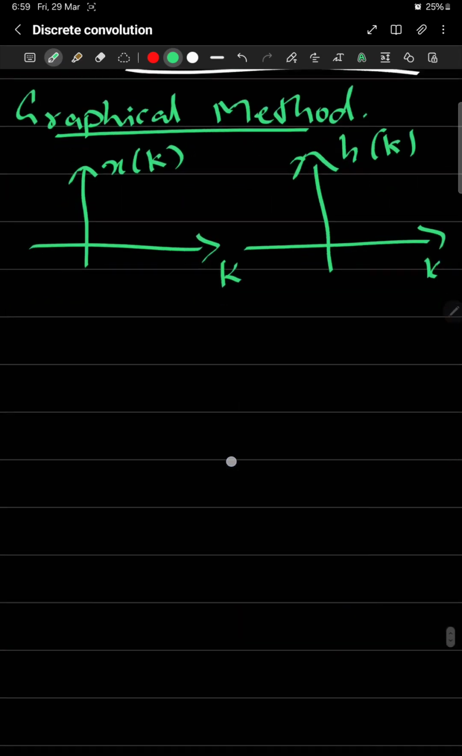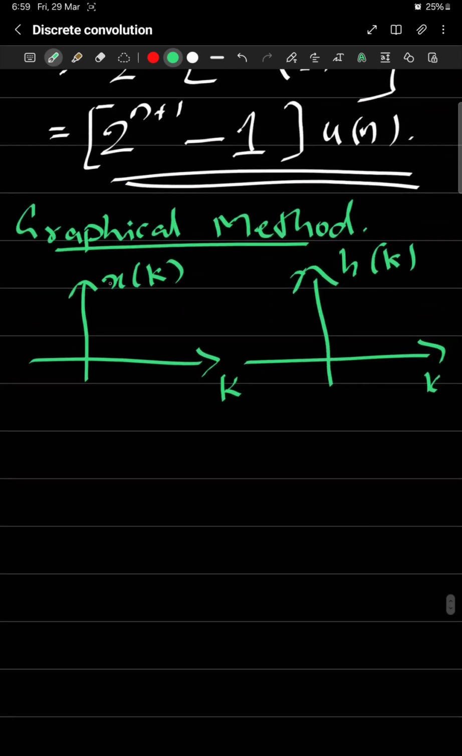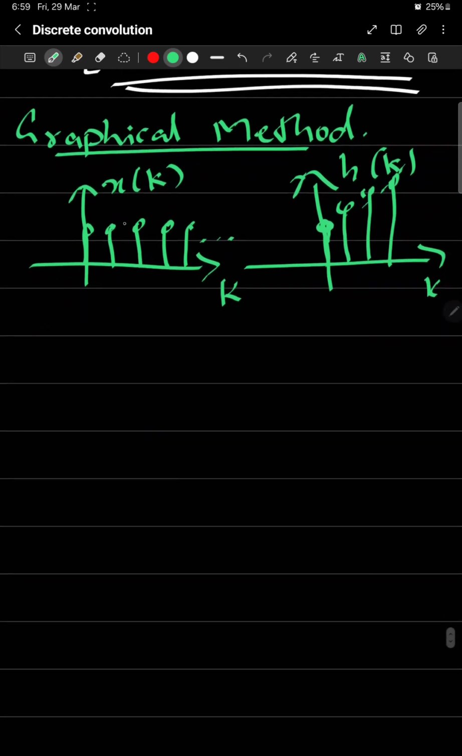So I will do the reverse operation. Let me try to fold the second one. So h of k was like this. This was h of k, and this is x of k in our case. This is u of k, and this is 2 raised to k into u of k. So it's an exponentially growing signal like this. So I think it's better to fold the x of k.